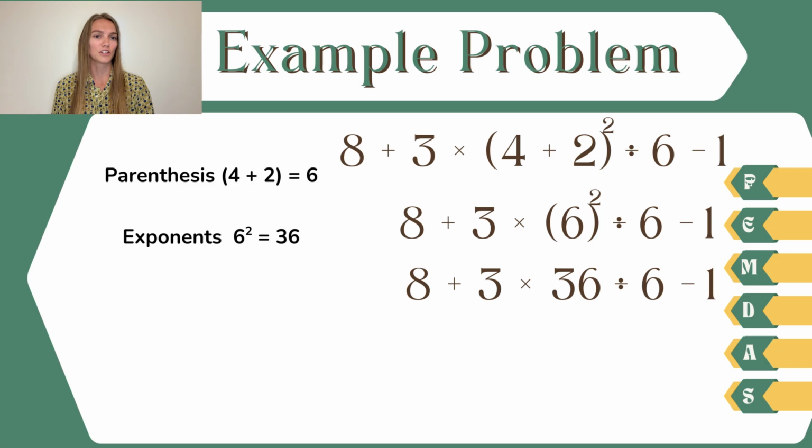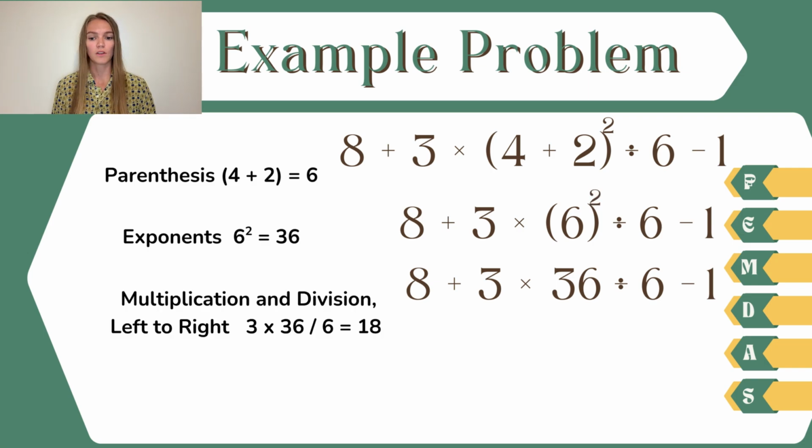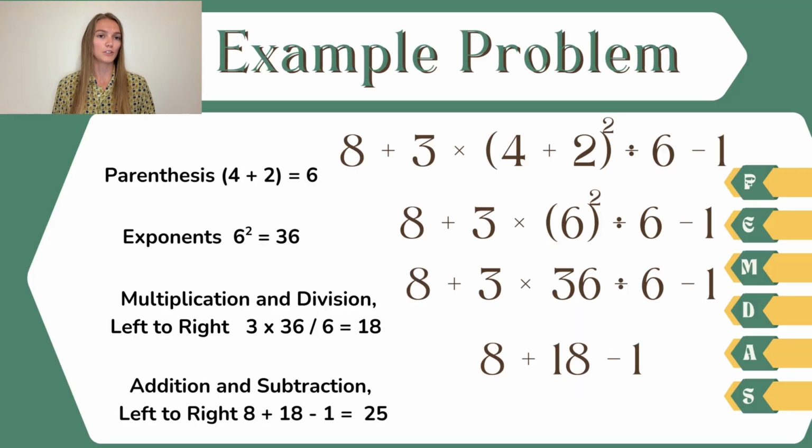Now I do the multiplication and division. Remember, from left to right. So I do 3 times 36 is 108, divided by 6 is 18. Finally, I do addition and subtraction, again from left to right. 8 plus 18 is 26, minus 1 is 25. So my final answer is 25.